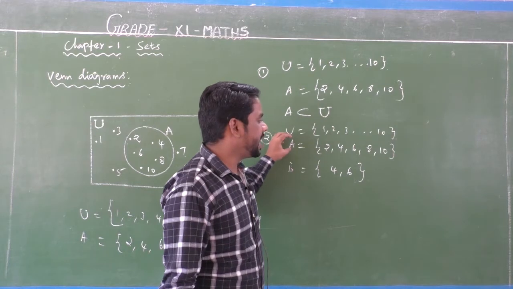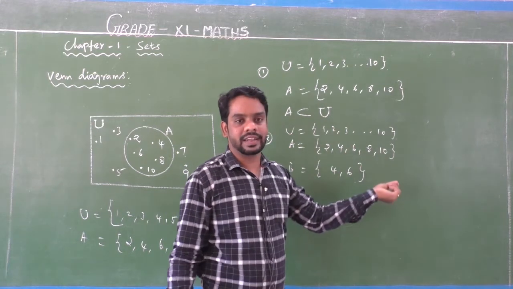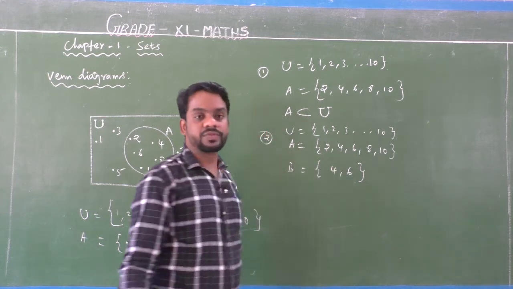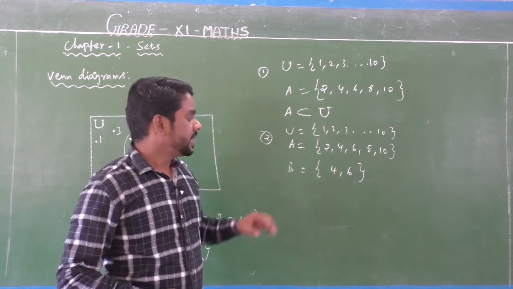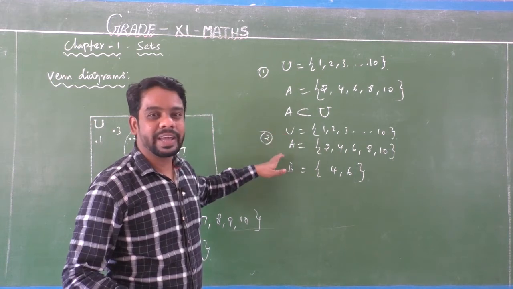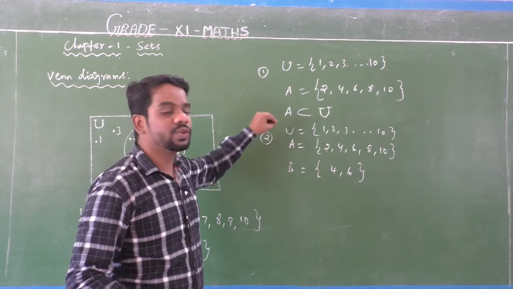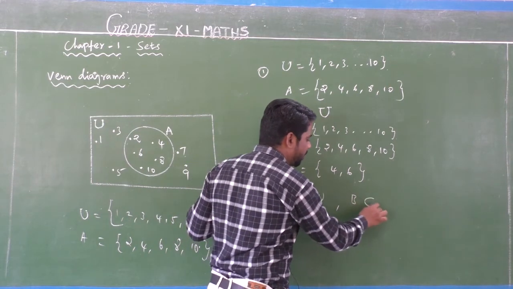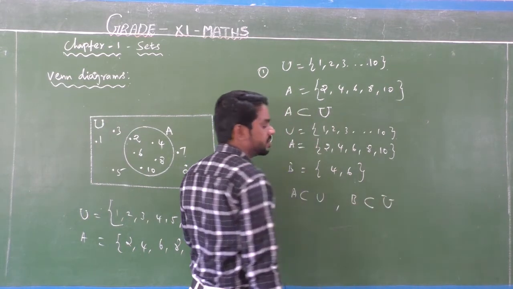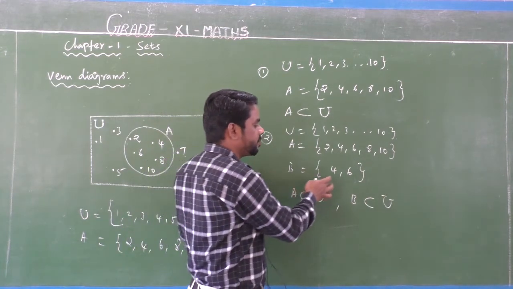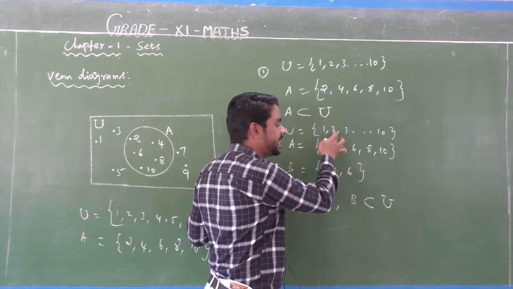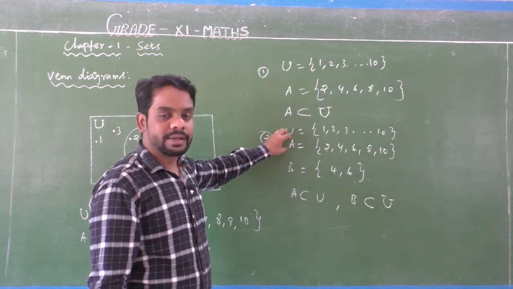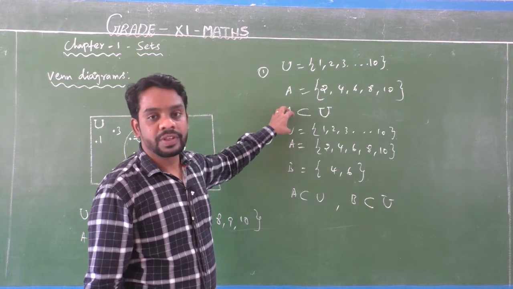And set A has 2, 4, 6, 8, 10. And the second set B has 4, 6. So, listen, here these two sets A and B are also subsets of the universal set. A is a subset of the universal set and B is a subset of the universal set. The elements 4 and 6 always belong to the universal set, and 2, 4, 6, 8, 10 always belong to the universal set.